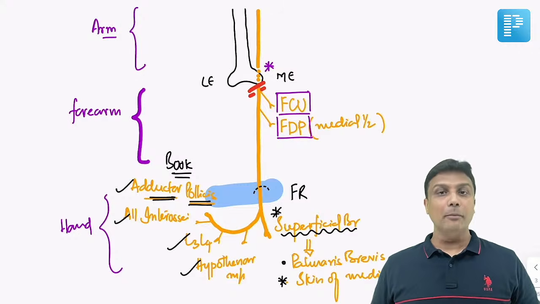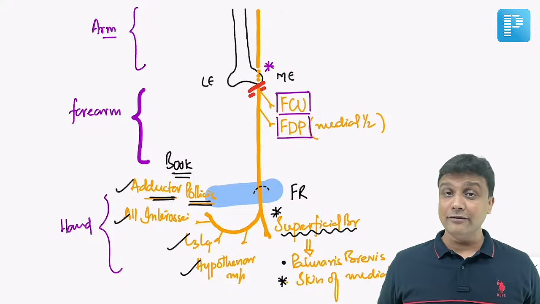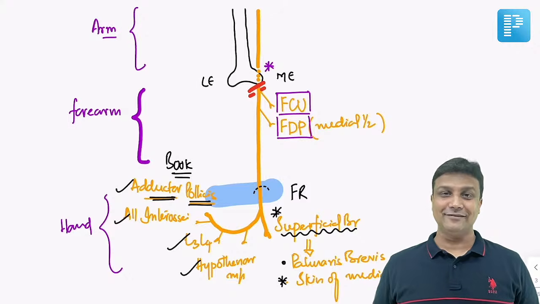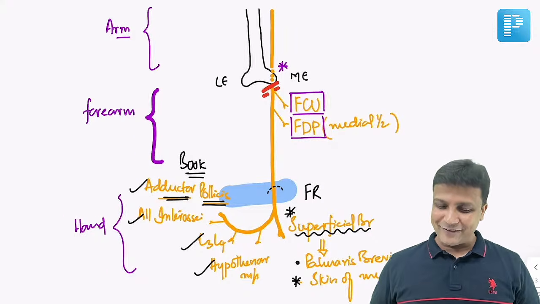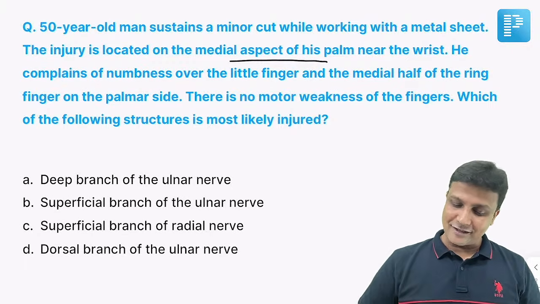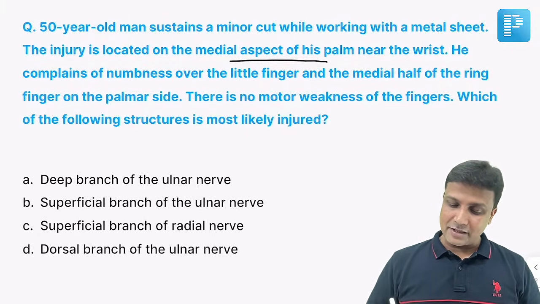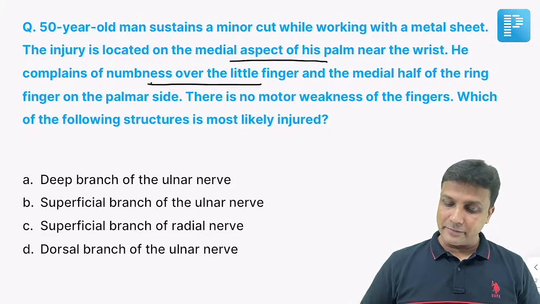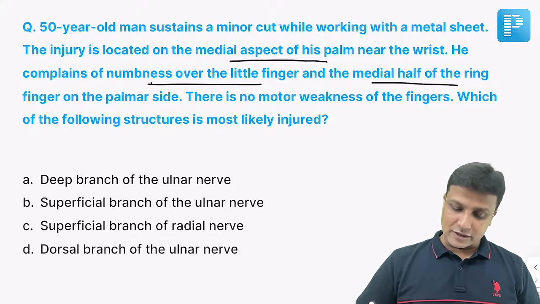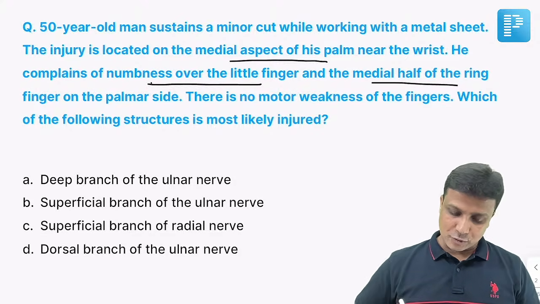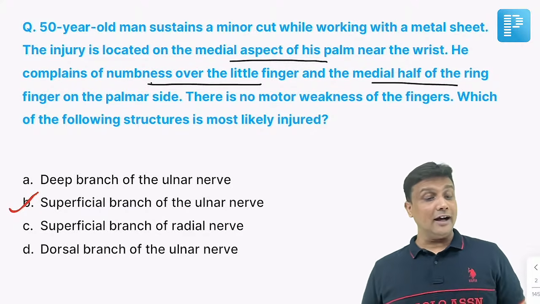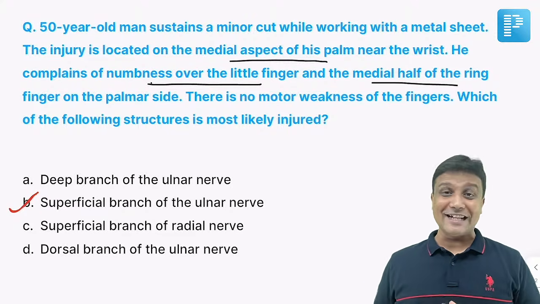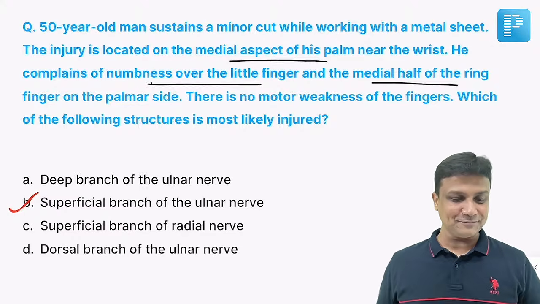What is the test? Book test, and it is done for which nerve? Of course, for the ulnar nerve. Okay. So I think we have covered almost every point over here, my dear friends. Of course, the correct answer here, if the person is having numbness over the little finger and the medial half of the ring finger, the nerve that has to be involved will be the superficial branch of the ulnar nerve. That is the superficial branch of the ulnar nerve. I hope the concept is crystal clear, my dear friends.